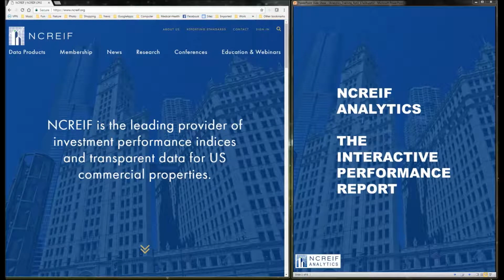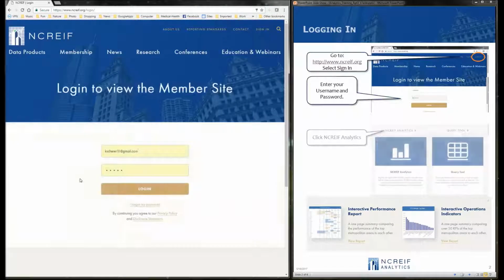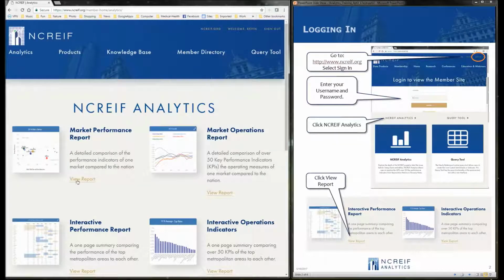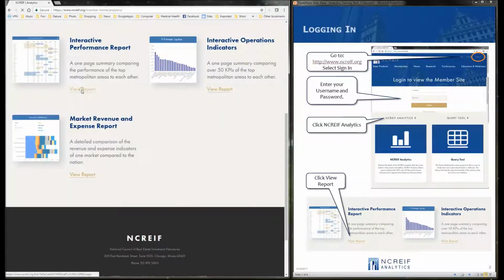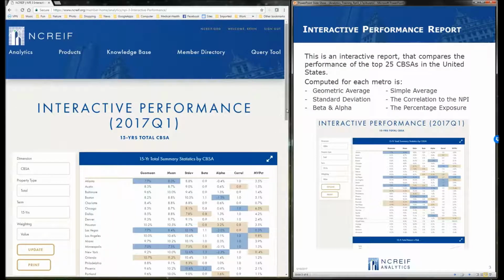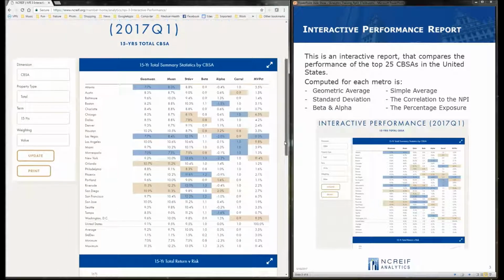In this section, we will cover the Interactive Performance Report. This report is a comparative report that contrasts the performance and risk measures of the top 25 CBSAs in the United States. To launch the report, click the View Report link. A report will initially display showing the total return statistics for each of the top 25 metro areas in the United States for all property types.